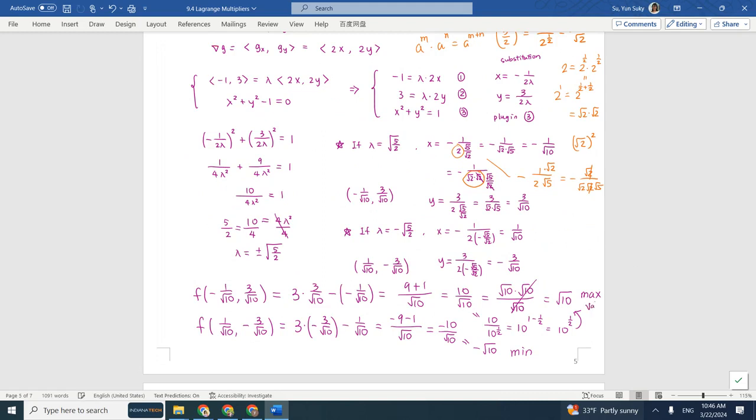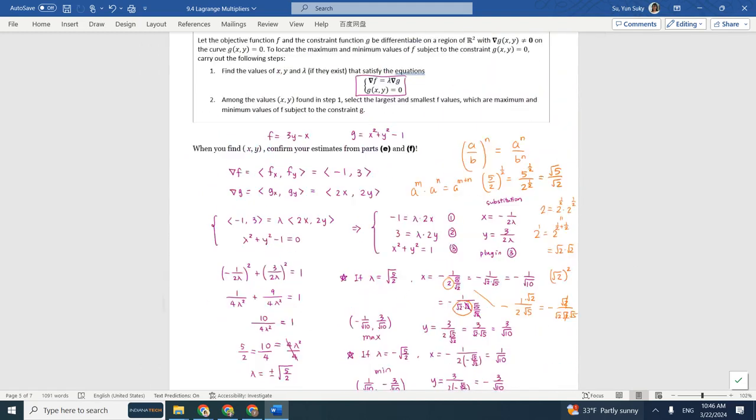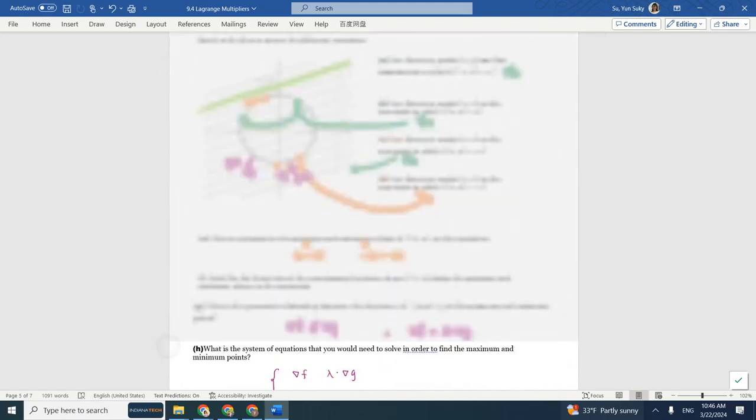Okay, so usually they would say maximum value and minimum value is the function value, and then the maximum and the minimum is the point. So f has the maximum at the points negative 1 over root 10 and 3 over root 10, and the minimum at this point. So this is our calculation. Does it match with our estimates?